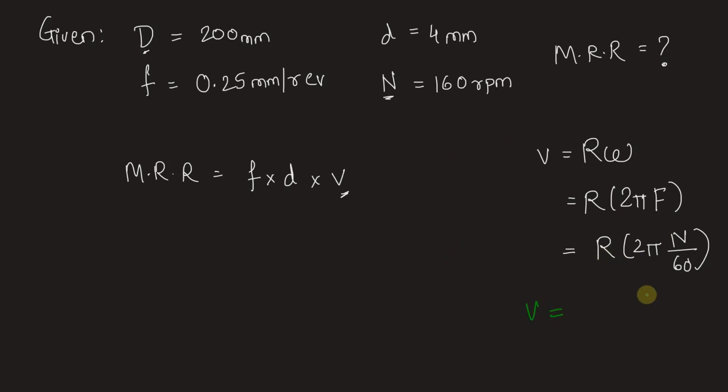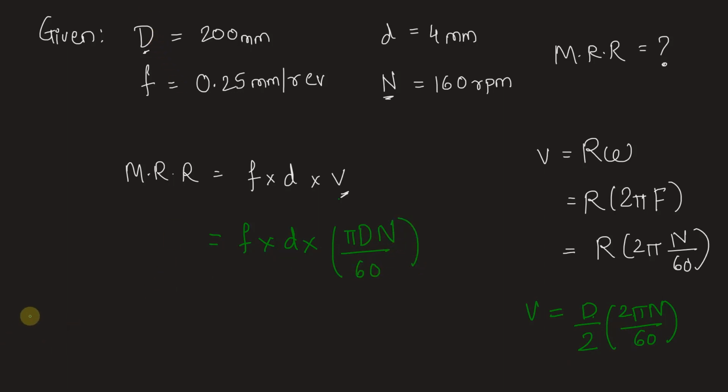Now let's substitute in terms of what we have. We don't have the radius, we have the diameter. So we can write capital D by 2 into 2 pi N by 60. This gives us small v as pi D N by 60. So we can write f into d into v, where 2 by 2 gives us 1, and pi D N by 60 is small v.